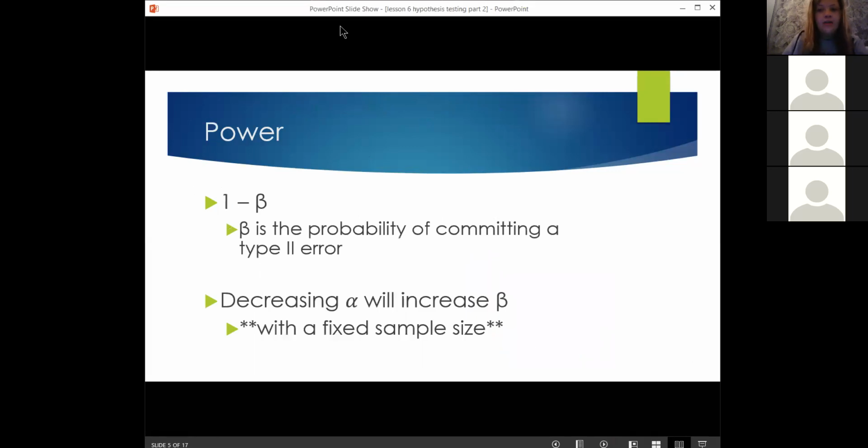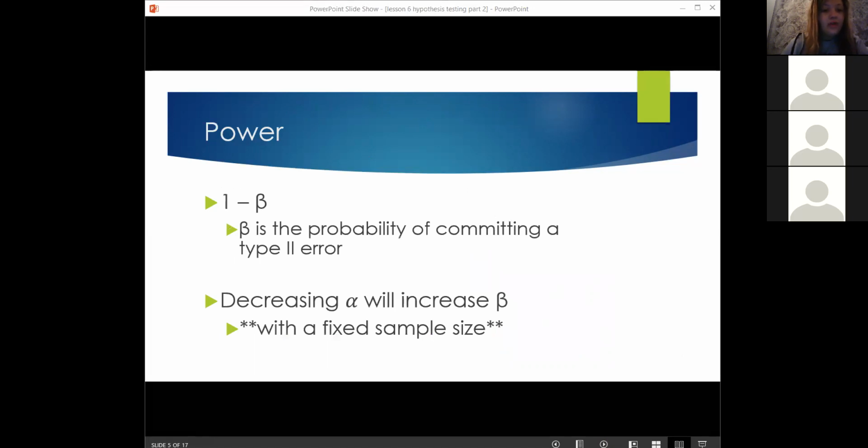And our power is about everything except the probability that we commit a type 2 error. Remember, beta is our probability of committing a type 2 error. And if we do 1 minus that, 1 minus beta, that's how we're going to get our power.